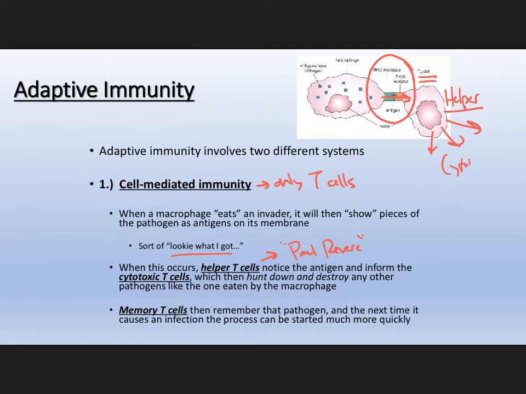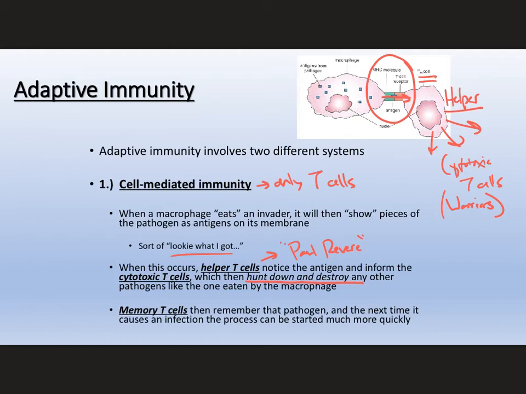And so then the cytotoxic T cells, which you remember from a second ago, these are our warriors. These are the ones that actually kill invaders. They will take the message from the helper T cells and they will go out and hunt down and destroy other pathogens just like that initial one that the macrophage caught.